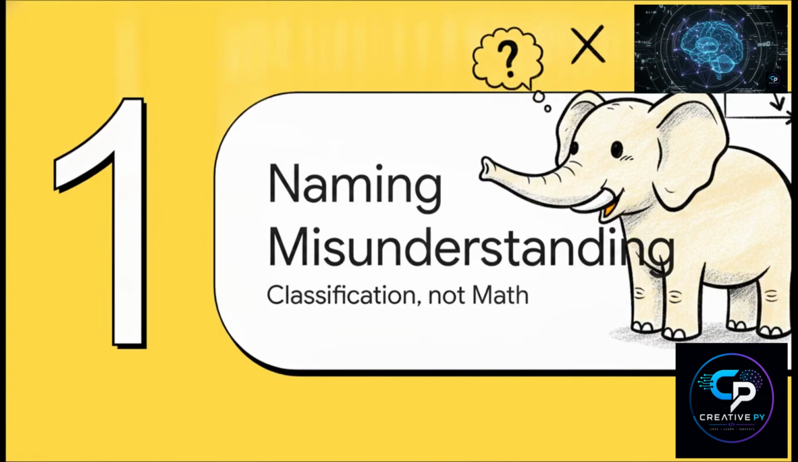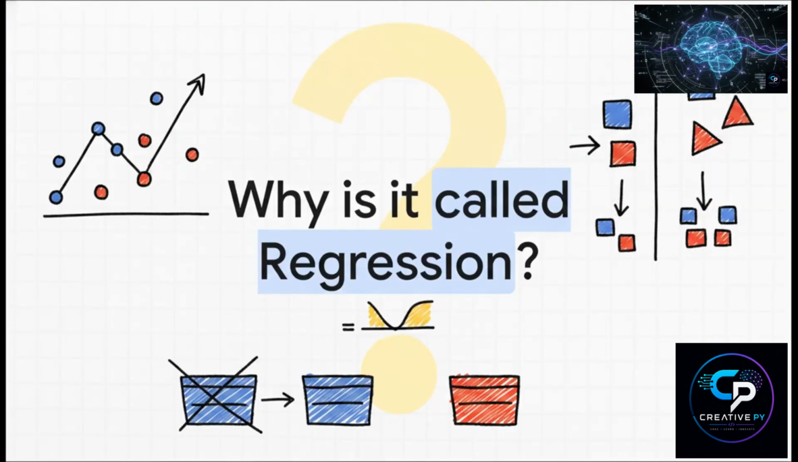All right, section 1, the naming misunderstanding. Let's just address the elephant in the room right off the bat, right? Why on earth is it called regression if its whole job is to classify data? Well, regression actually just refers to the underlying mathematical method we use to fit the model. Its actual purpose isn't to predict some sliding scale of continuous values. No, it is built to classify data into distinct, separate categories.